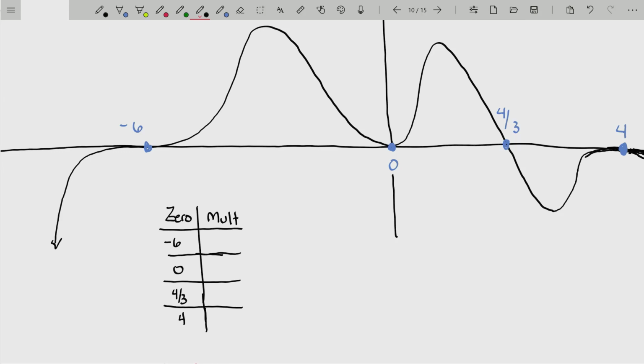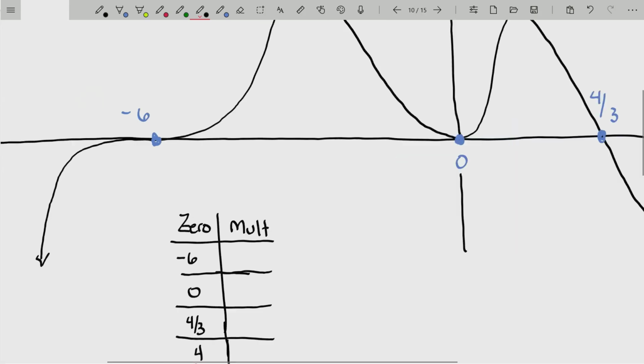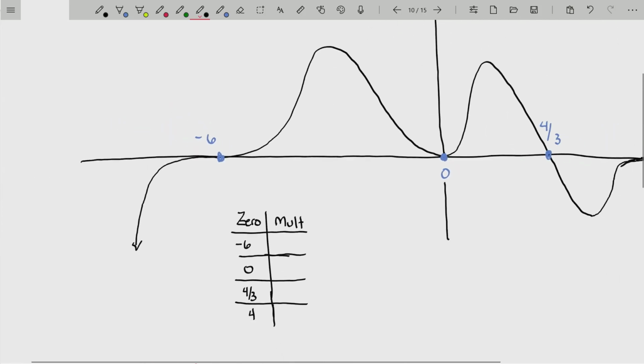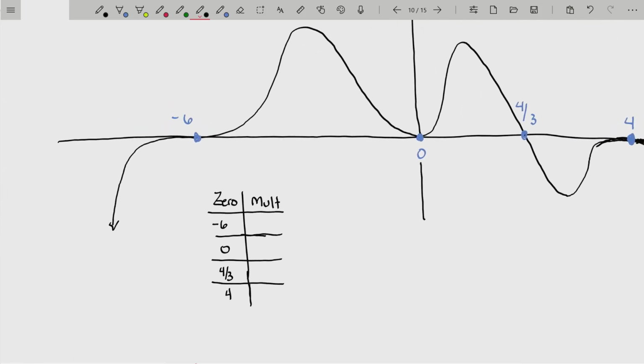And now let's just discuss the possible multiplicities. Well, this one, if I zoom in enough, it looks cubic, but it could be the 5th power, honestly. So it's a little bit tough to get that perfectly. It's either 3 or 5, though.